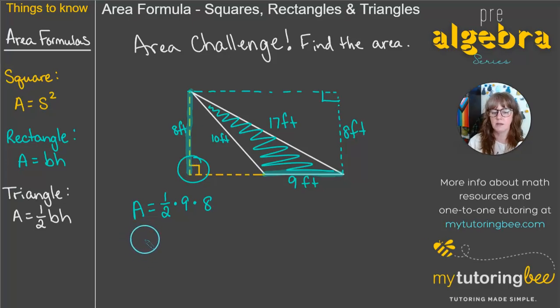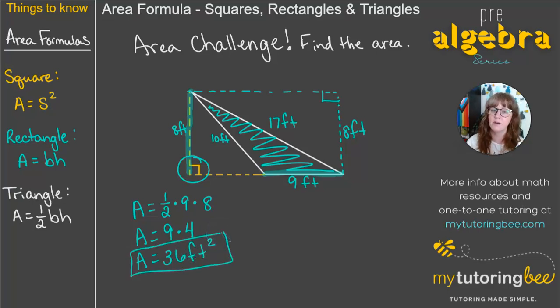All right, so then let's go ahead and solve. Since 8 is my only even number, I'm going to go ahead and have 8. So A equals 9 times 4, and then 9 times 4 is 36. So we get 36 feet squared for the area of this triangle.